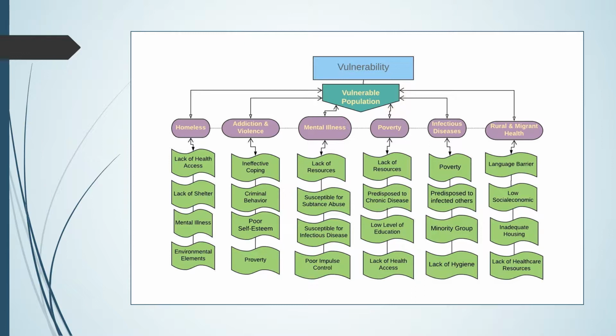According to Stanhope and Lancaster 2014, a vulnerable population is a group of individuals who have a higher risk of developing adverse health outcomes. As you can see in the purple bubbles, I have listed 8 different risk factors that could be considered vulnerable population. So what is vulnerability?